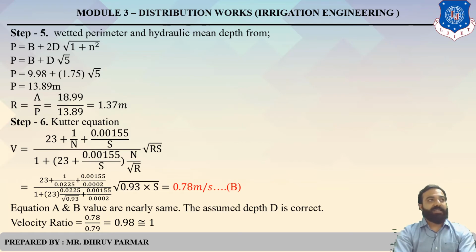Then step 5, find out wetted perimeter and hydraulic mean depth. So the formula is P equals B plus 2D under root 1 plus n square. So n equals 1/2, and we get the new formula P equals B plus D under root 5. Then we have the value of D, so putting in this equation we get P. So we get R equals A by P. We have area, we have perimeter, so we get R equals 1.37 meter.